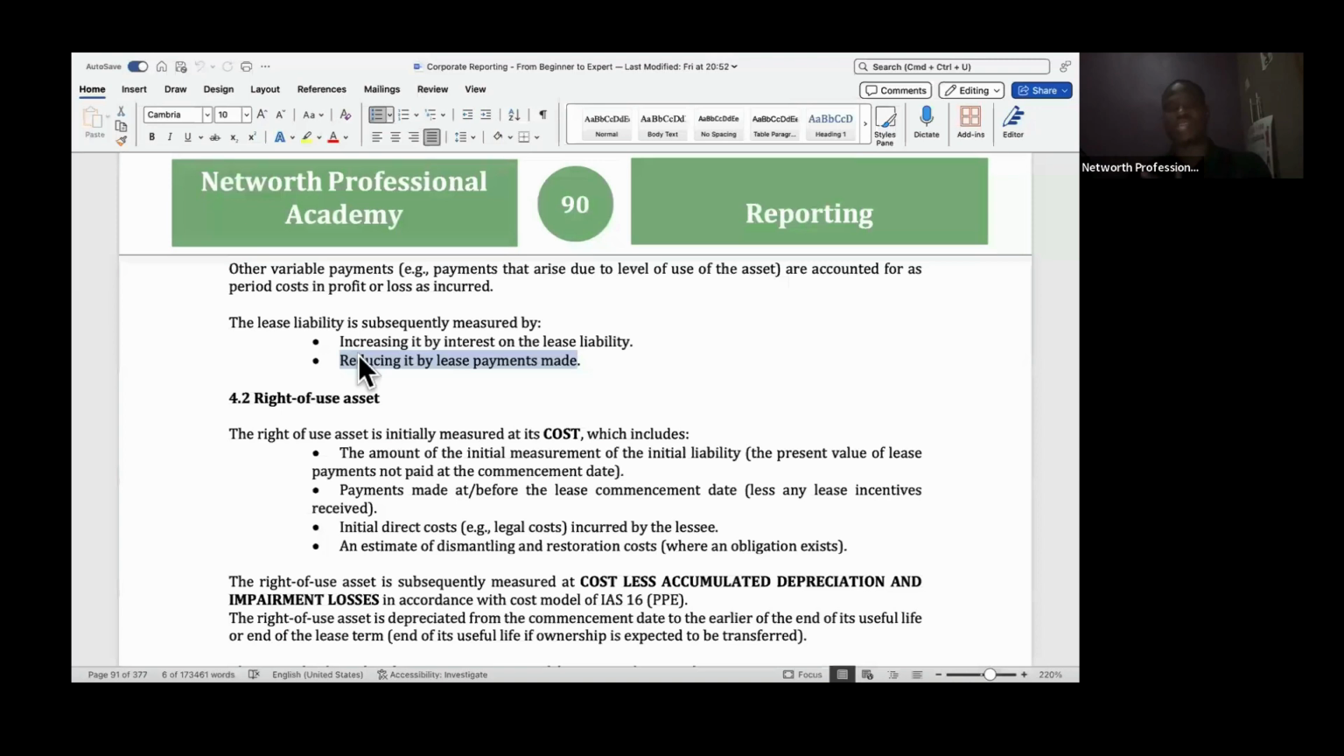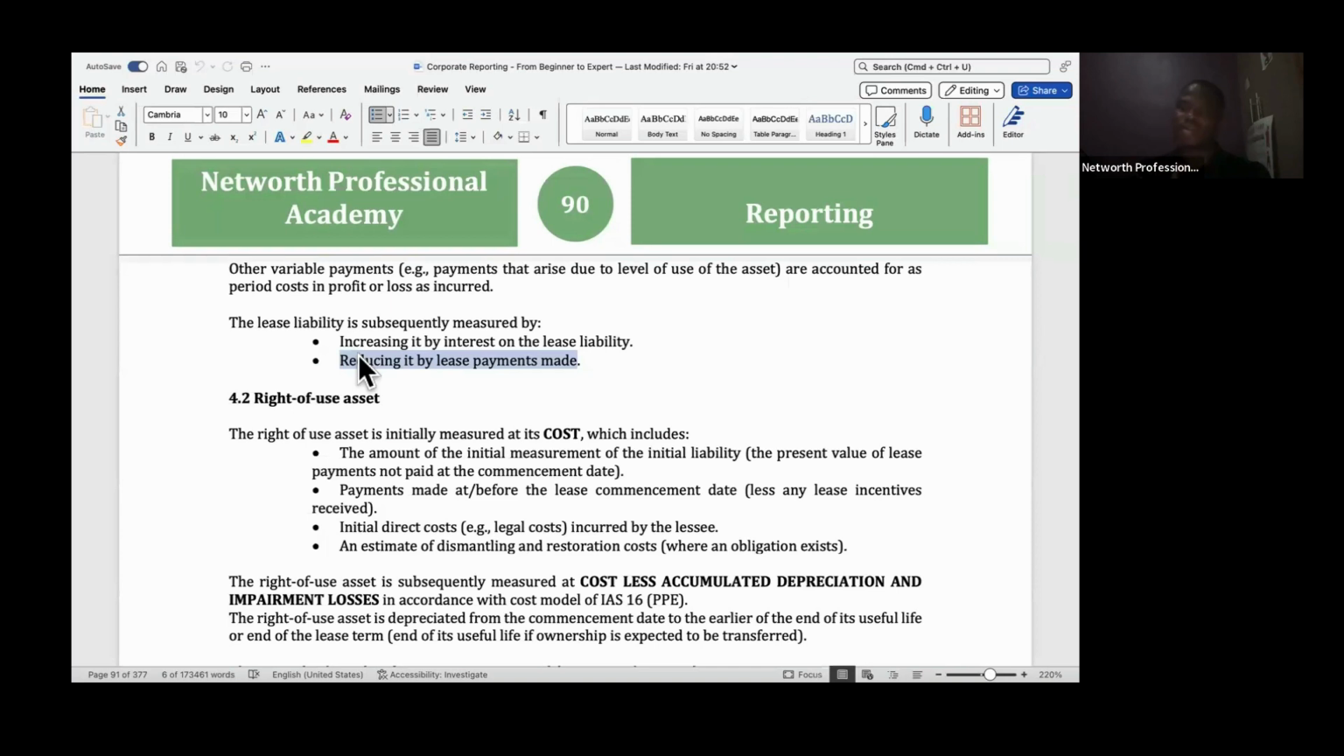Then on the other side of the accounting entry, aside from the lease liability, there is also the right of use asset, which is the underlying asset that is leased.